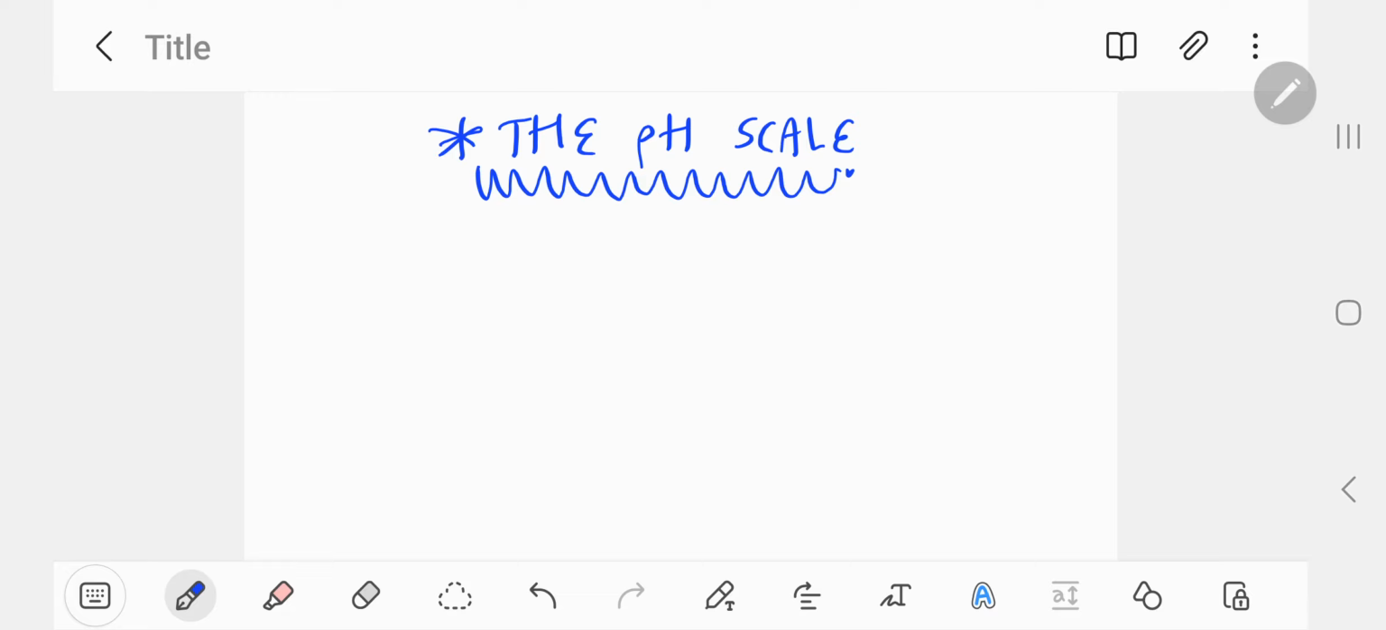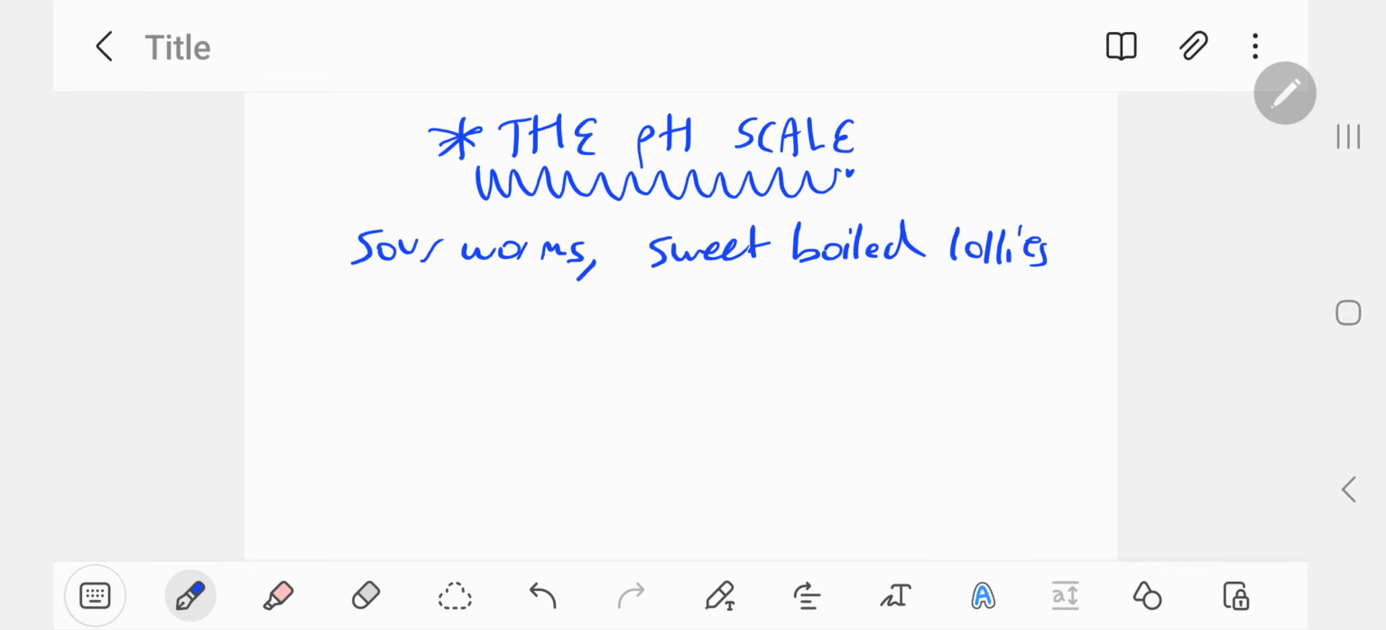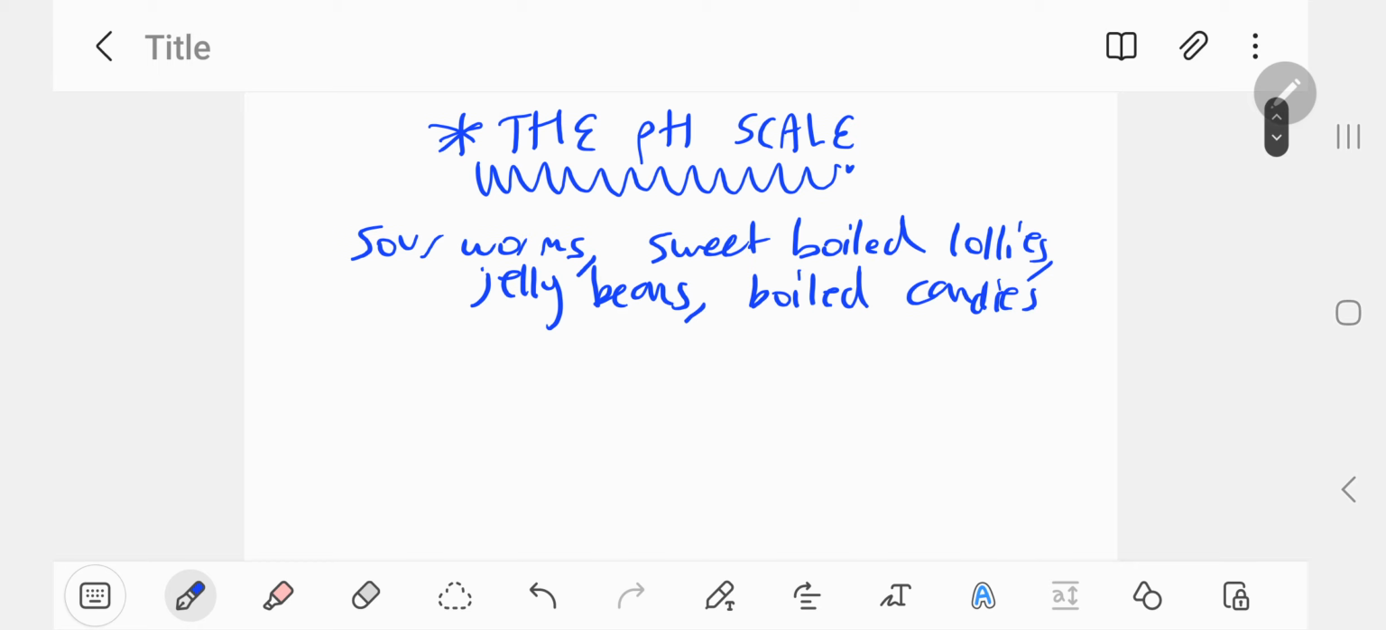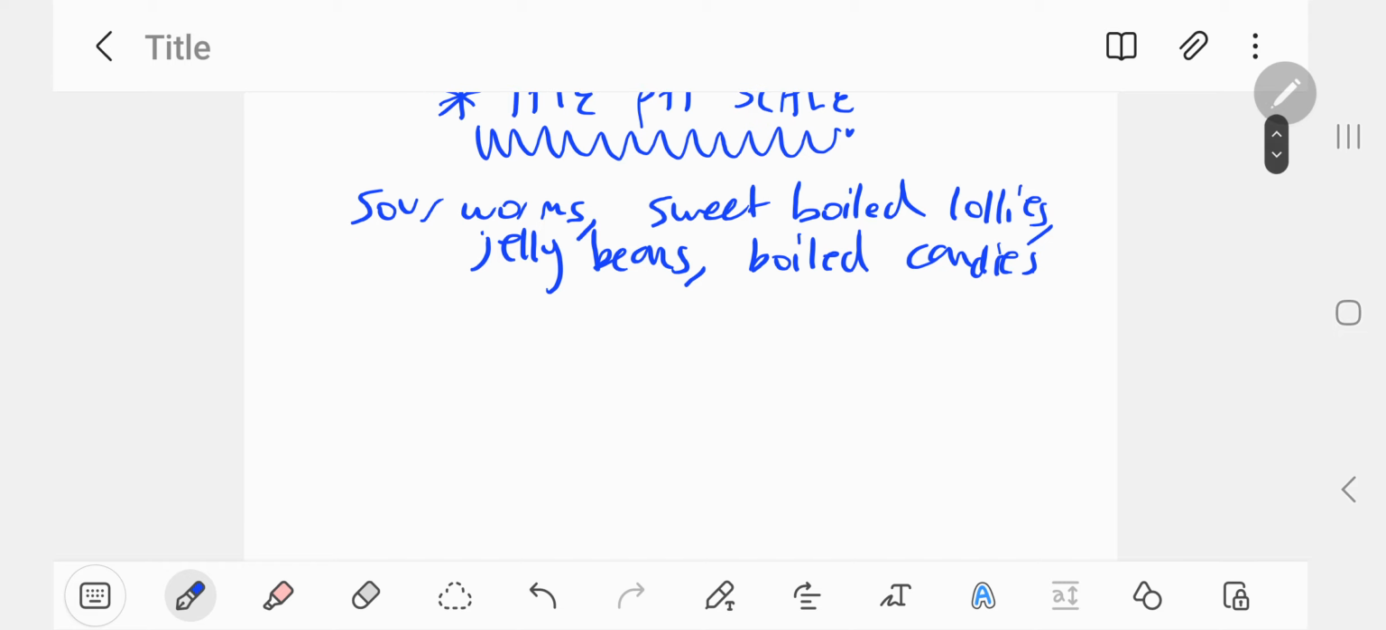Say I've got some sour worms, sweet boiled lollies, jelly beans, and boiled candies. Okay, I'll give you 4 bags of lollies, and then I'll ask you to somehow categorize them. Now, one way you would go about this would be to place them along a continuum, a line, like this.